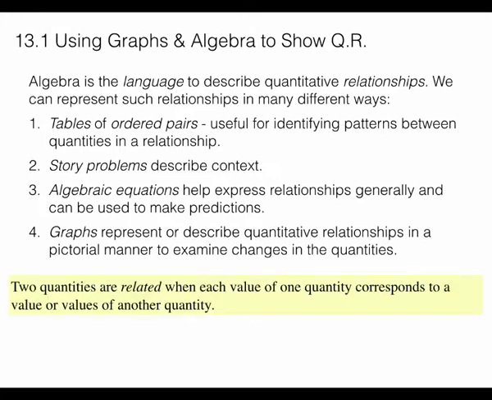So just a reminder, we're imagining that 2 quantities are related when each value of one quantity corresponds to a value or values of another quantity. In the case where each value of one quantity corresponds to exactly one value of the other, what did we call that? A function. So in the case where I cross out the "or values" and I just leave each value of one quantity corresponds to a value of another quantity, that was what we called a function.